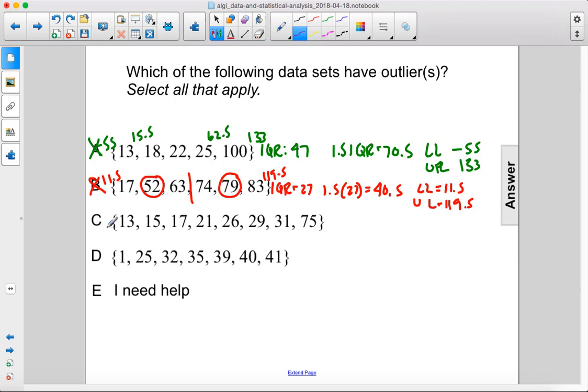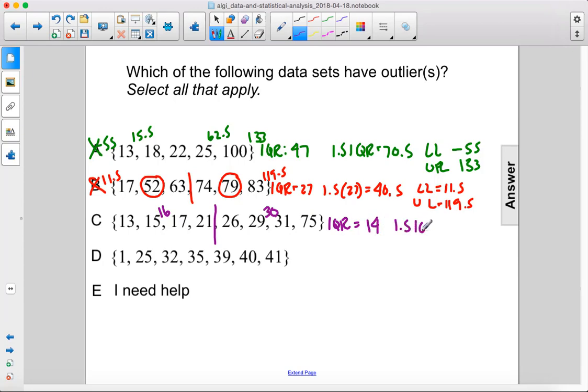All right, moving on, we have C. The median here is the average of these two, so we can just split the data in half. The lower quartile is going to be the average of 15 and 17, which is 16. The upper quartile will be the average of 29 and 31, which is 30, giving us an IQR of 30 minus 16, which is 14.